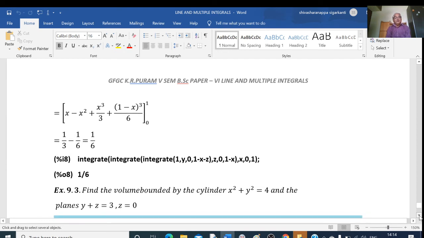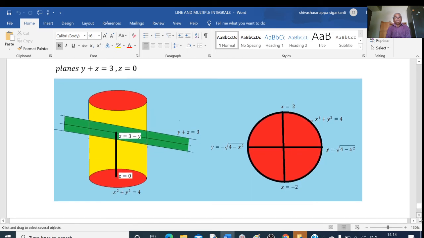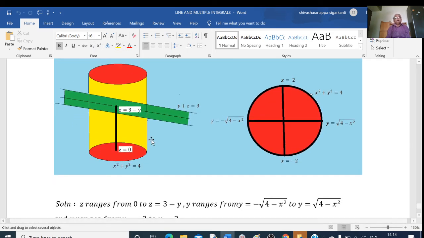Another example. Find the volume bounded by the cylinder x square plus y square equal to 4 and the planes y plus z equal to 3 and z equal to 0. This is the cylinder whose radius is equal to 2. See, this is the cylinder x square plus y square equal to 4, between z equal to 0.